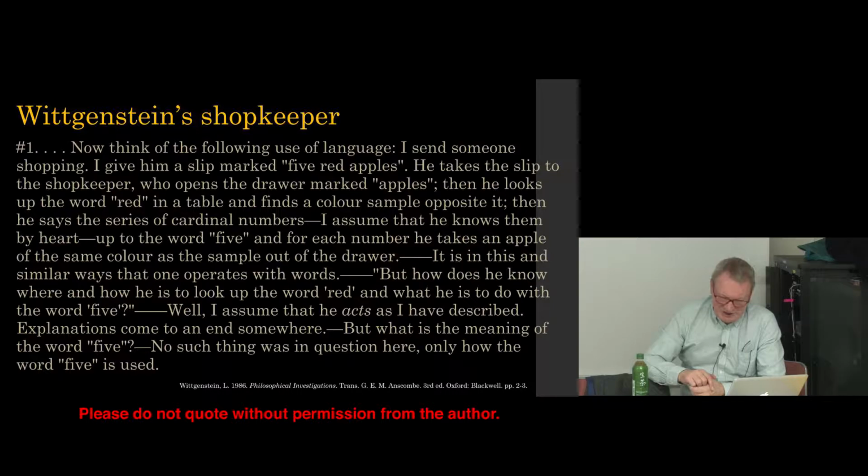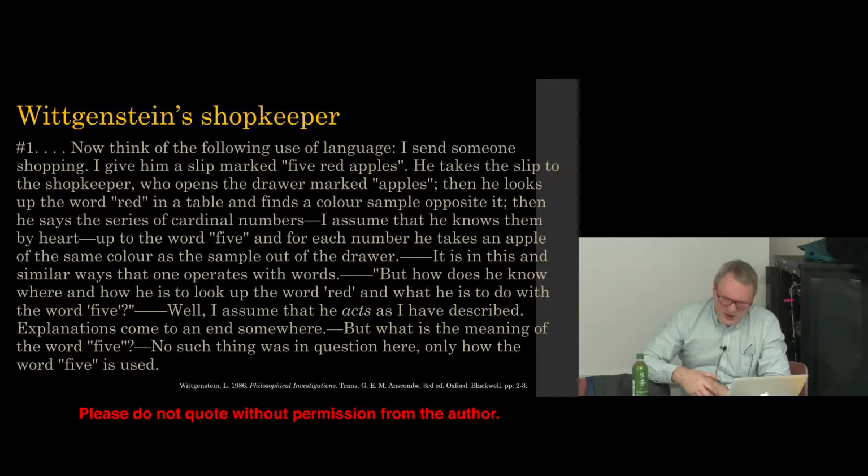He takes the slip to the shopkeeper, gives him the paper, who opens the drawer marked apples. Then he looks up the word red in a table, a colour chart, and he finds a colour sample opposite red. Green, red, blue, and then a little patch of colour, paint chart. Then he says the series of cardinal numbers. I assume that he knows them by heart, up to the word 5. And for each number, he takes an apple of the same colour as the sample out of the drawer. It's in this and similar ways that one operates with words.